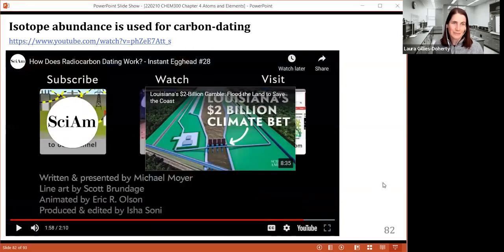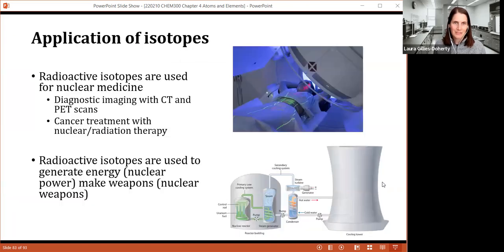Okay, so that was one example of an application of isotopes. Isotopes are also used in radiomedicine, as well as generating nuclear energy and creating nuclear weapons. So radioactive isotopes are isotopes that are highly unstable, and they're likely to decay. They're so unstable, they typically have too many things crammed inside their nucleus that they're going to decay into something else, to a more stable state.